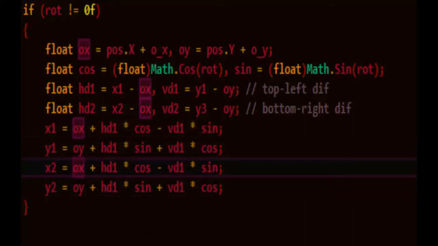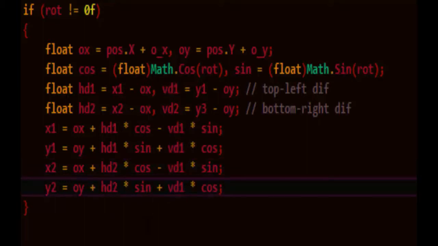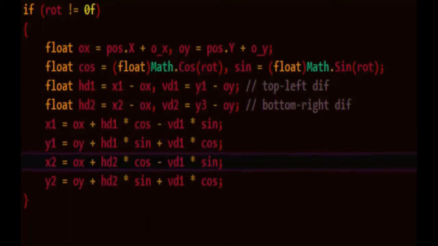2 and 2, x2 and y2. It's going to be OX plus horizontal distance 2, because it's the one to the right, not to the left. One to the left is 1. We want the one to the right, which is 2, times cosine minus VD1, because it's still the top corner, top right corner, and since it's the top right corner, this would be 2 and 1. So now we have the top left and the top right.